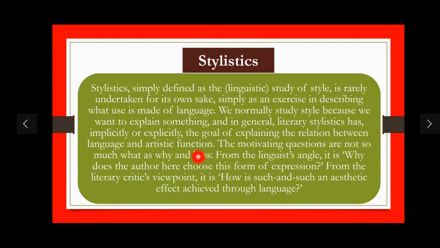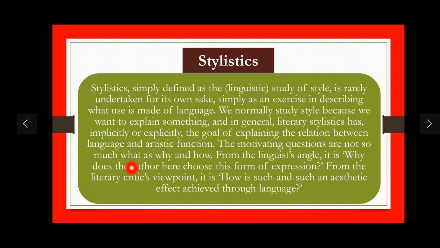So when we come towards literary texts, we focus on what the relationship is between language and artistic function in a literary text. So the motivating questions are not so much what, as why and how, right? So the focus is on why and how. Why such kinds of structures are used in this language or literary text, and how such kinds of structures are used in a literary text or in a language, rather than what.